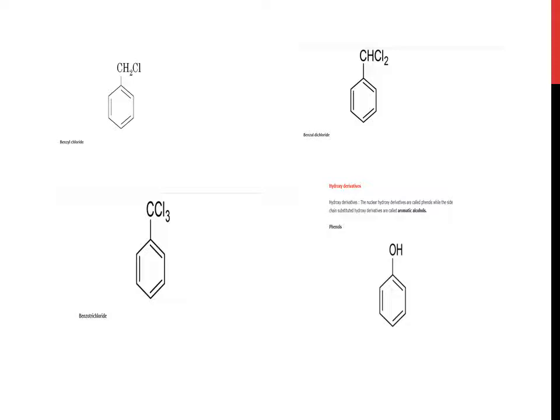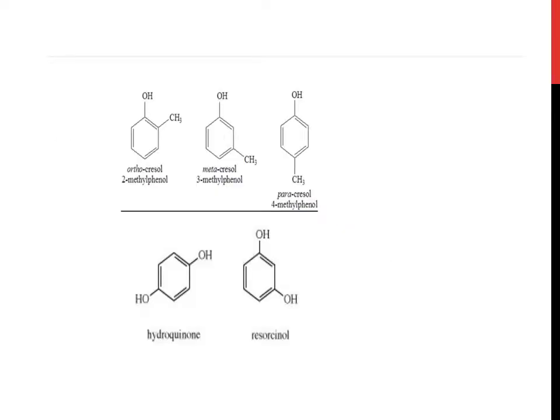And hydroxy derivatives. A hydroxy derivative, benzene ring containing OH, for example phenol. Orthocresol, metacresol, paracresol, they are showing the positions of OH and CH3 at position 1 and 2, at position 1 and 3, at position 1 and 4. Now hydroquinone means benzene ring containing OH groups at opposite positions to each other, and when the OH groups are at meta position, then it is called resorcinol.